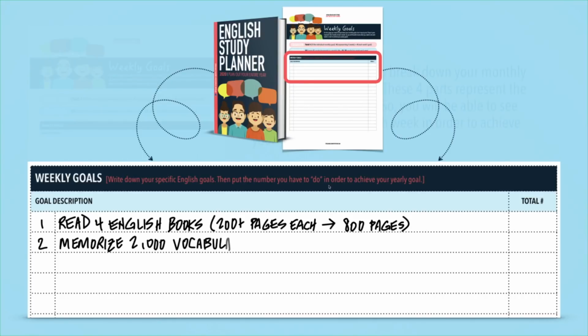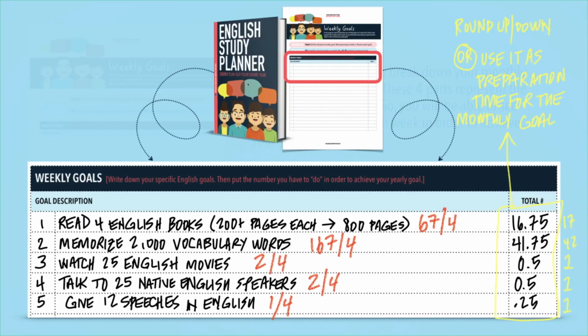So again, let's see what my planner looks like, okay? So in my planner right here on my page, again, I wrote down all the information. Number 1, read 4 English books. Number 2, memorize 2,000 vocabulary words. Number 3, watch 25 English movies. Well, let's look at number 2.